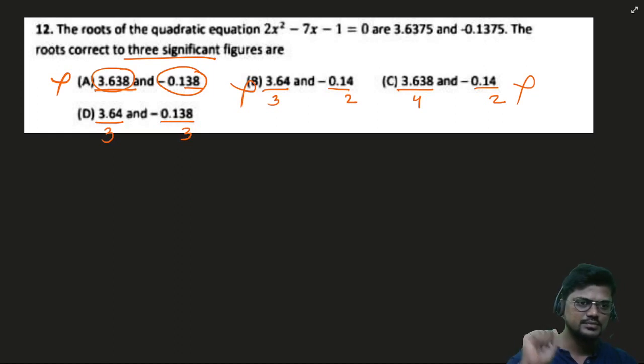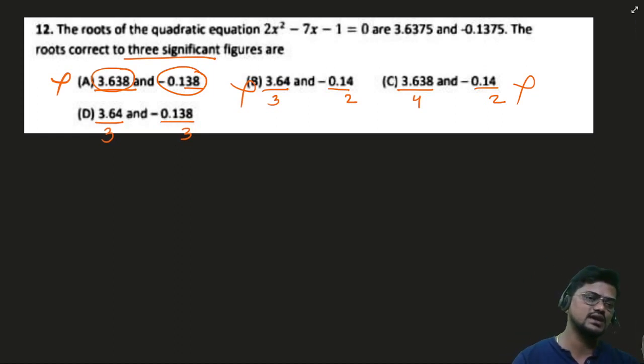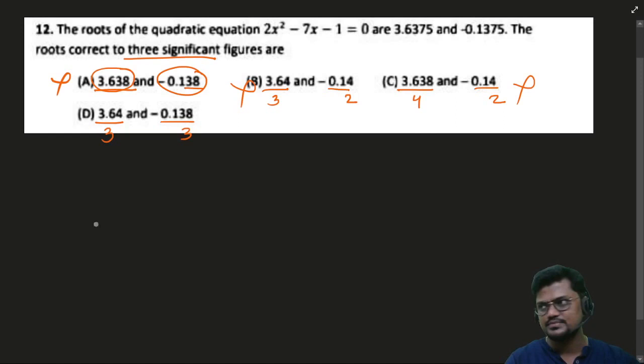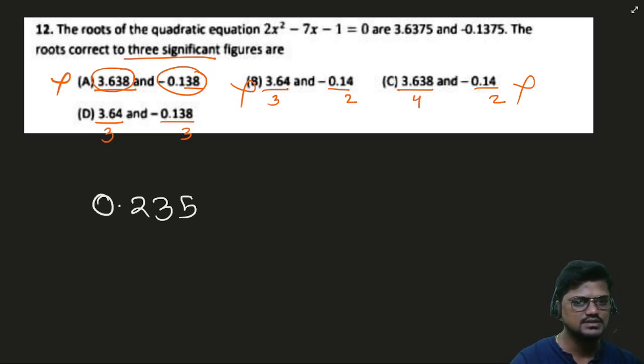Yeah, I will explain. See, first of all, how to identify how many significant figures a number has. First, you should know how to identify the significant figures. See, if I write 0.235, how many significant figures does it have? Please give your answer in the chat box. Everyone is giving it as 3.